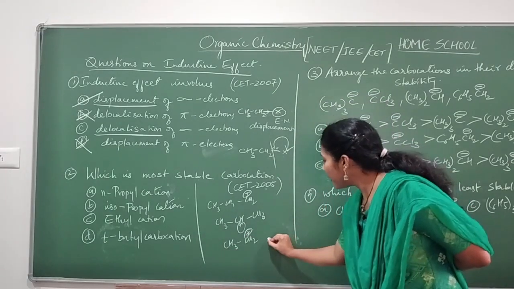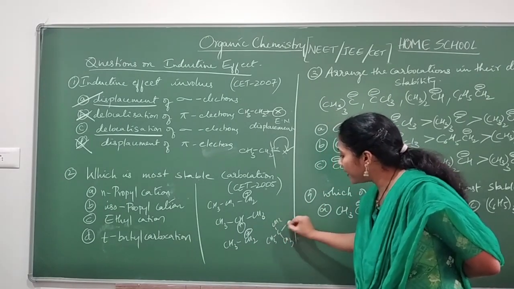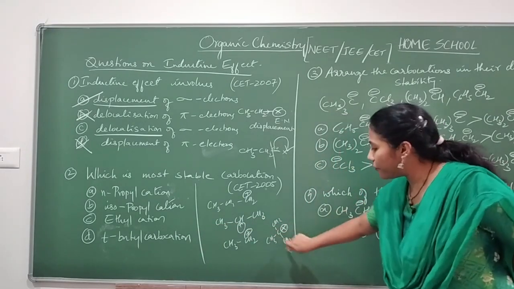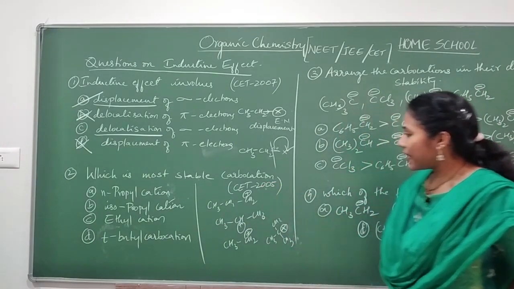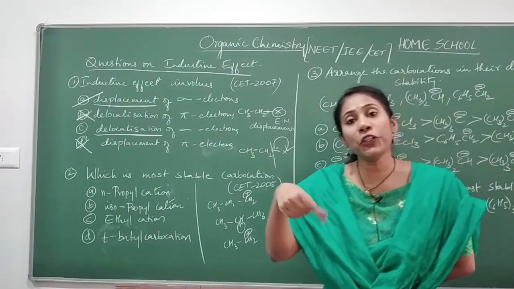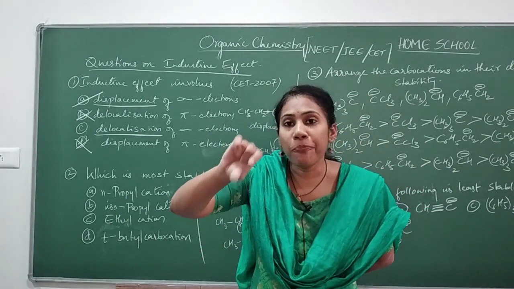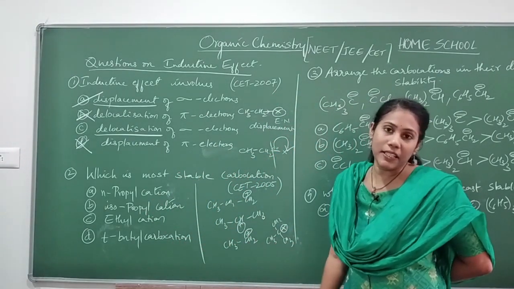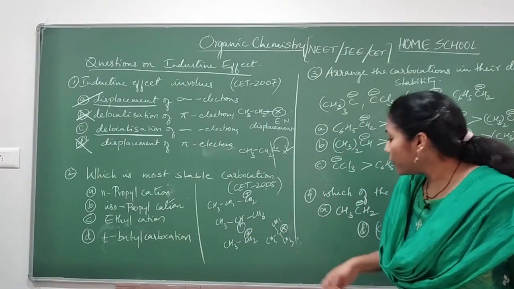Tertiary butyl carbocation, CH3, C plus, CH3. You must have an idea on writing this basic thing. Tertiary butyl carbocation, this is tertiary butyl, 4 carbons. So among them, which is more stable? We all know this is a carbocation. The more electron donating groups present, the more will be the plus I effect. If plus I effect is more, more will be the stability of the carbocation. So in which case do you find more electron donating groups?